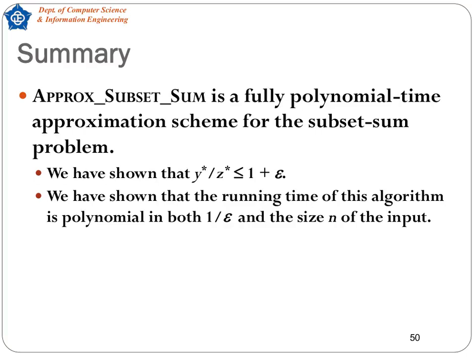With that key bound in hand, let's recap. APPROX-SUBSET-SUM is a fully polynomial-time approximation scheme for the subset sum problem. We've proved that the solution it returns, y*, satisfies y*/z* ≤ 1 + ε. So it always stays within a factor of 1 plus epsilon of the true optimum. And we've shown its running time is polynomial in both 1/ε and the input size n, meaning this algorithm is not only accurate, but also efficiently scalable.